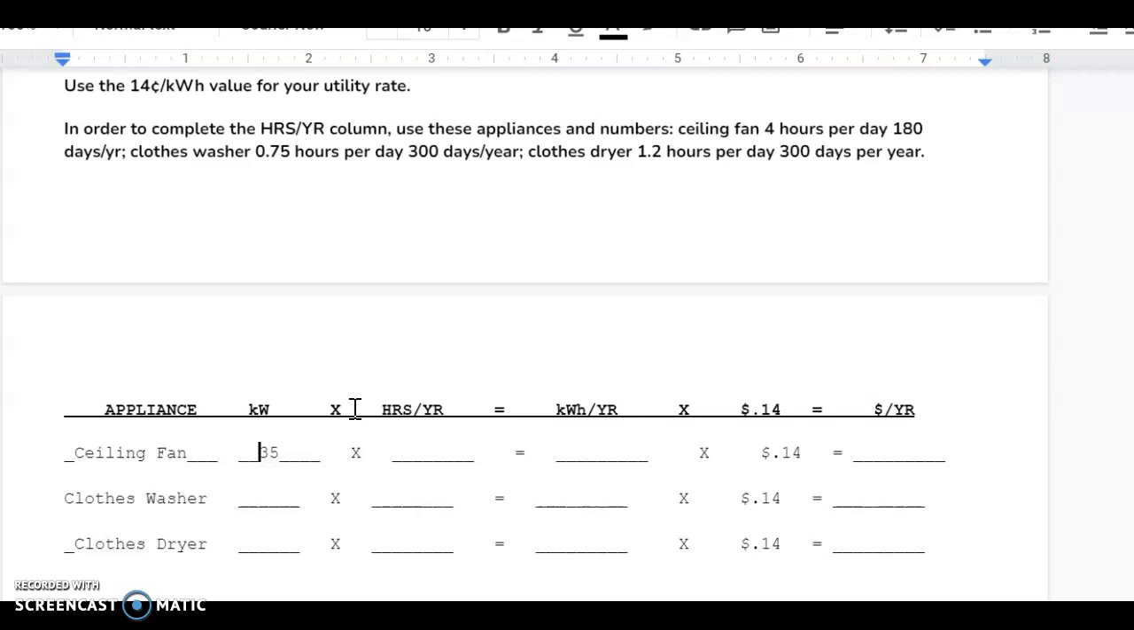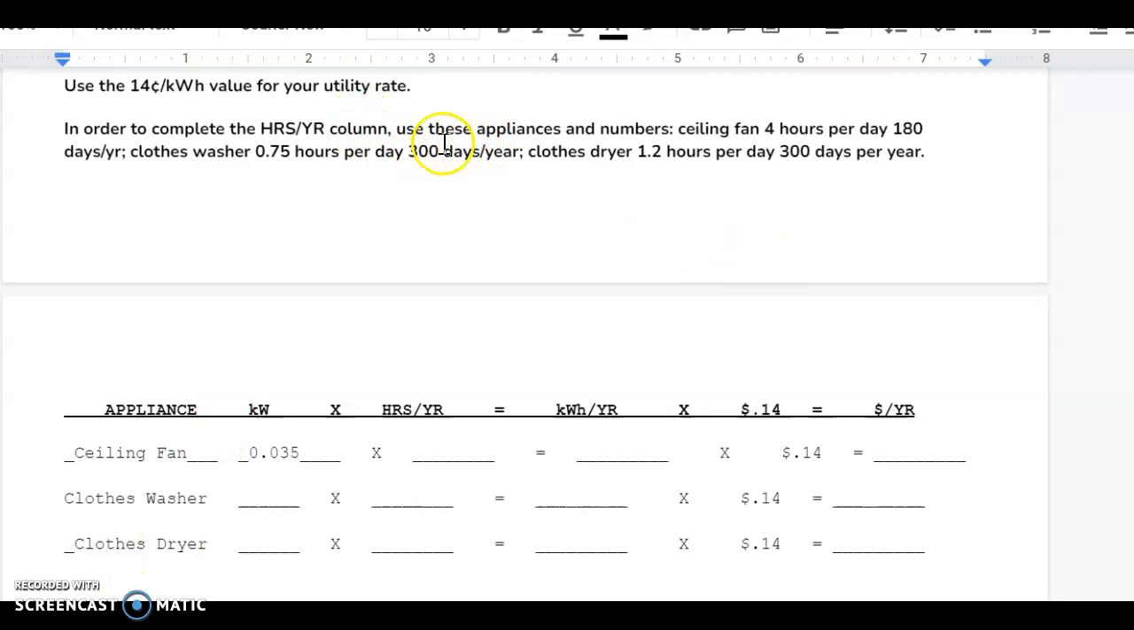So 1, 2, 3, and the decimal place goes here. Okay, so 35, move the decimal point over 3. We could put a 0 here too if we want. Okay.